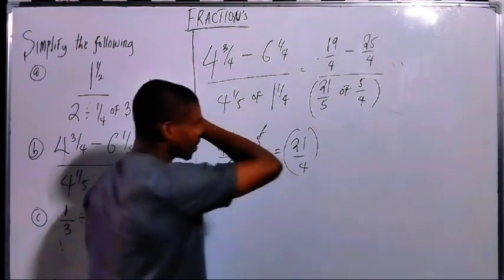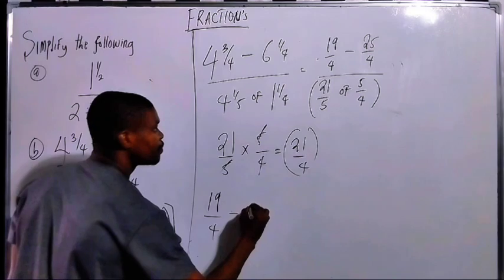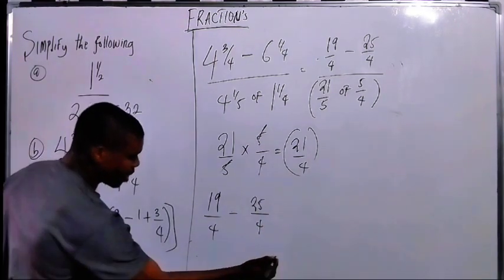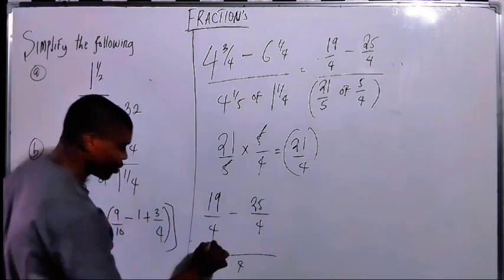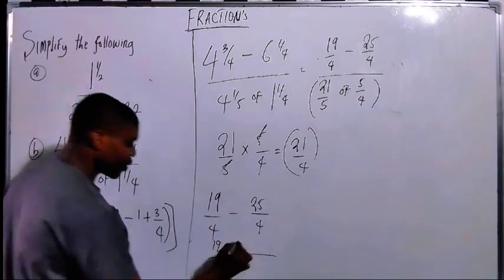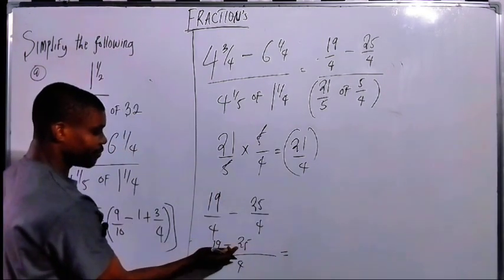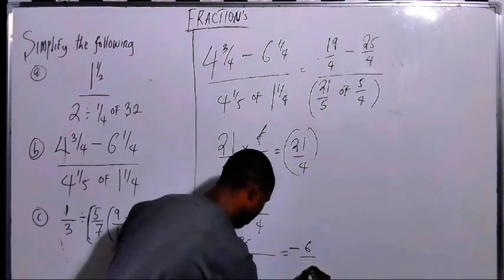So let's evaluate this one here. 19 over 4 minus 25 over what? 4. Now my LCM here is what? Is 4, right? 4 going to 4 is 1. 1 times 19 is what? Is 19 minus 4 going to 4 is what? Is 1. Here we have 25. So 19 minus 25, what are we going to get? Minus 6 over what?